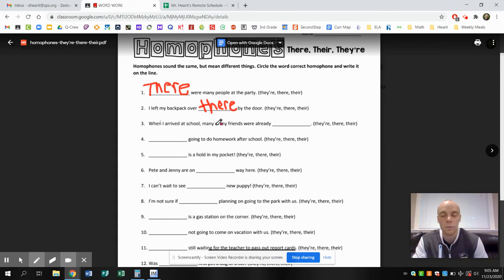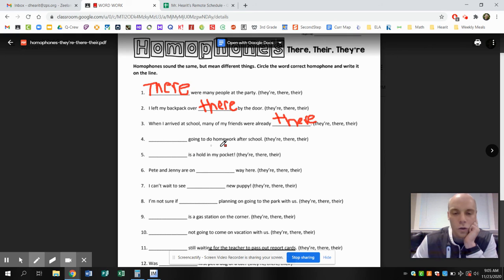But let's get to one where we use something other than the regular there. When I arrived at school, many of my friends were already there. Same thing with there on this one. They are wouldn't make sense there. And there's no possession here. There's not one that the other ones make. So the first couple are there.